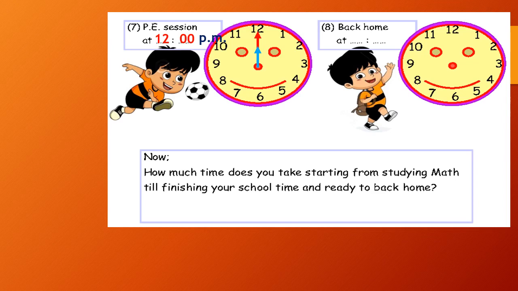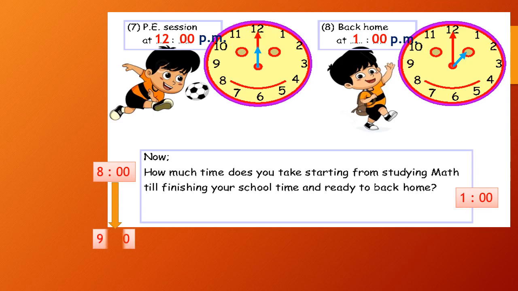The time of our dismissal is about 1 o'clock p.m. Short hand on 1 and the long hand on 12, minute number 00. Now, how much time do you take starting from studying math till finishing your school time and being ready to go back home? We start about 8 o'clock and we finish at 1 o'clock.